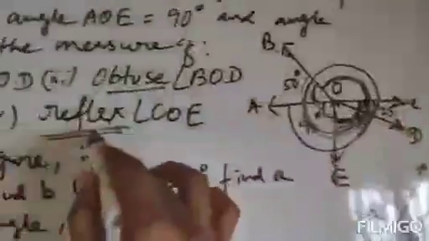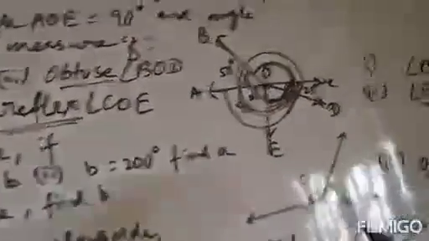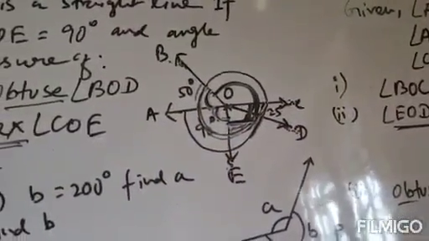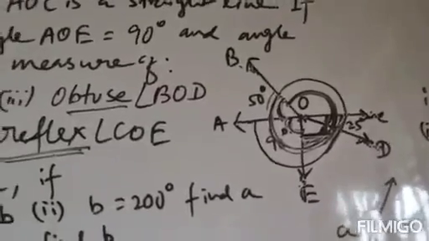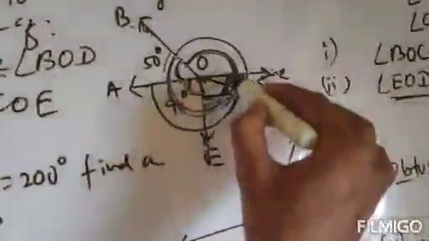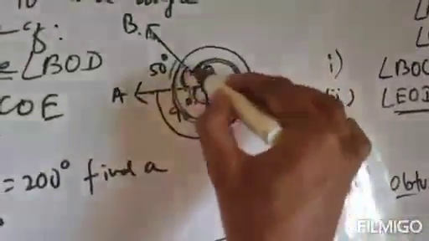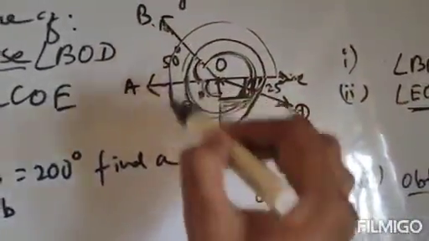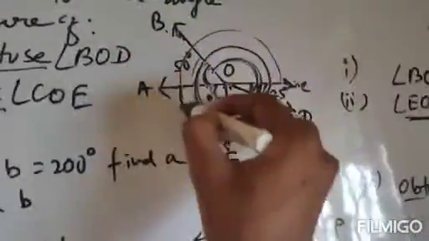So reflex means the angle should be greater than 180 but less than 360. That means this angle is not between 180 and 360. This is normal COE, but this is not reflex COE. So reflex COE means that portion. All this portion is your reflex COE. That means this total portion is your reflex COE.